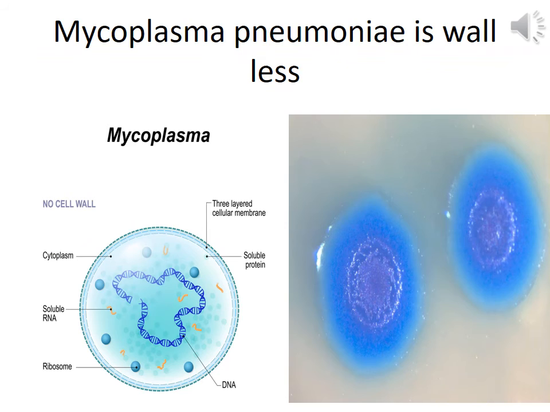Slide 31 shows us the genus Mycoplasma, which has no cell wall. It is described as having a fried egg appearance. The penicillin group has no effect on the bacteria Mycoplasma.